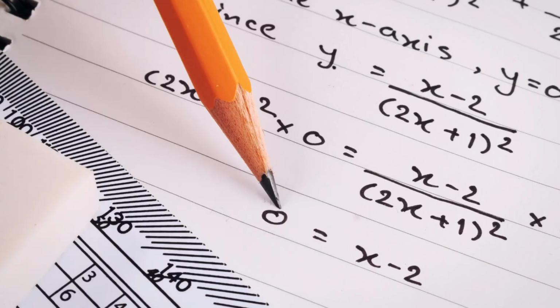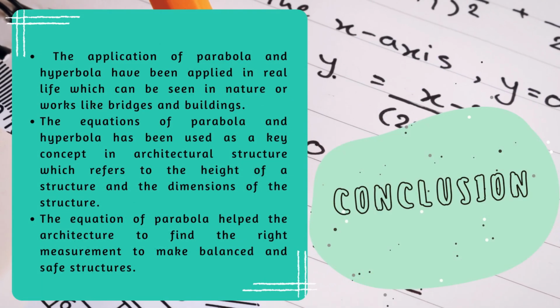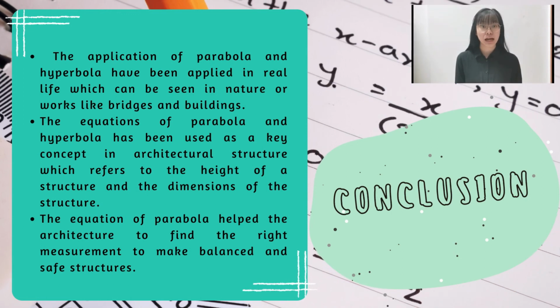As a conclusion, the parabola and hyperbola have been applied in real life, which can be seen in works like bridges and buildings. The equations of parabola and hyperbola have been used as a key concept in architectural structures, which refers to the height and the dimensions of the structure. The equations of parabola and hyperbola help architects to find the right measurements and to make balanced and safe structures.